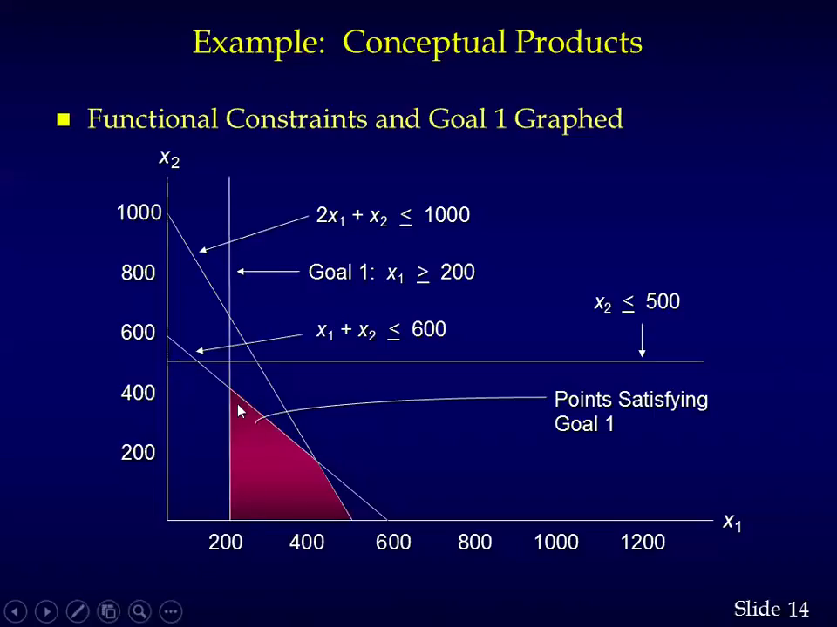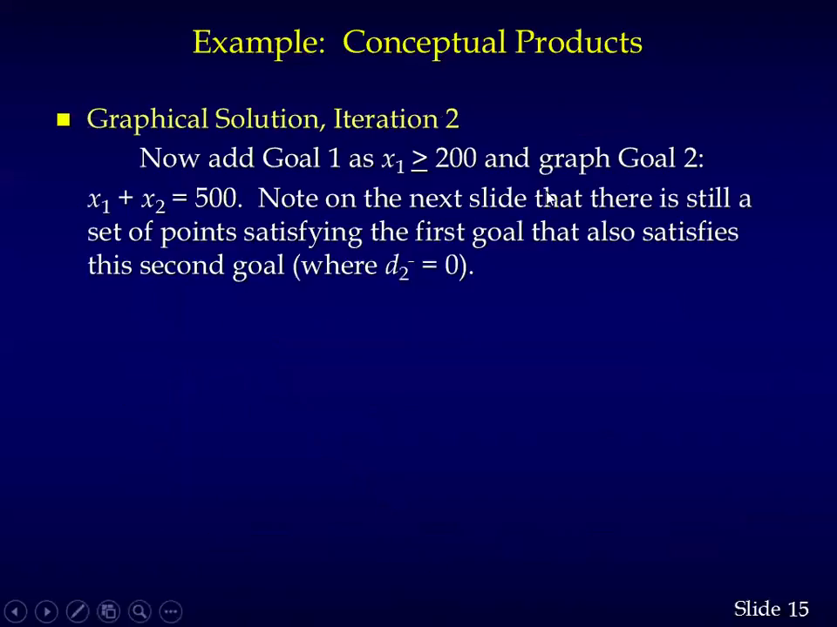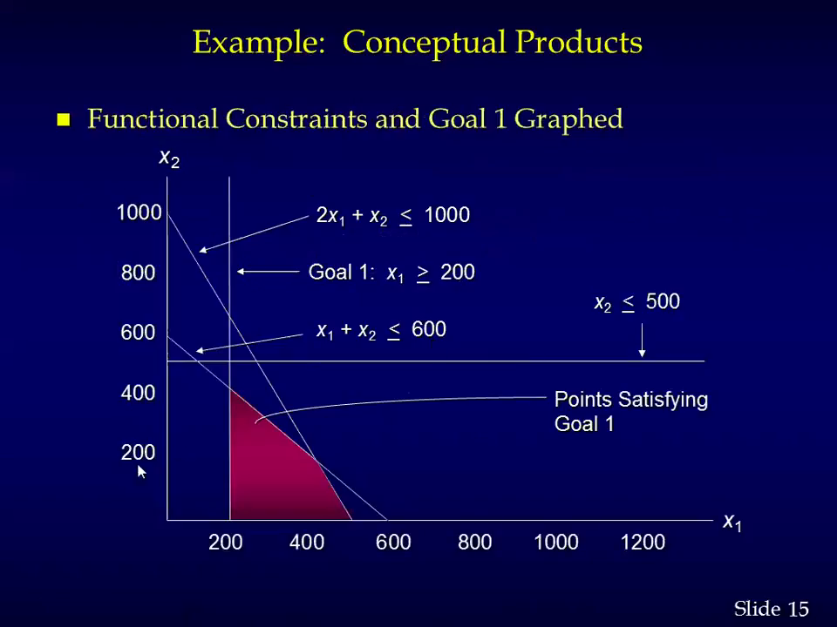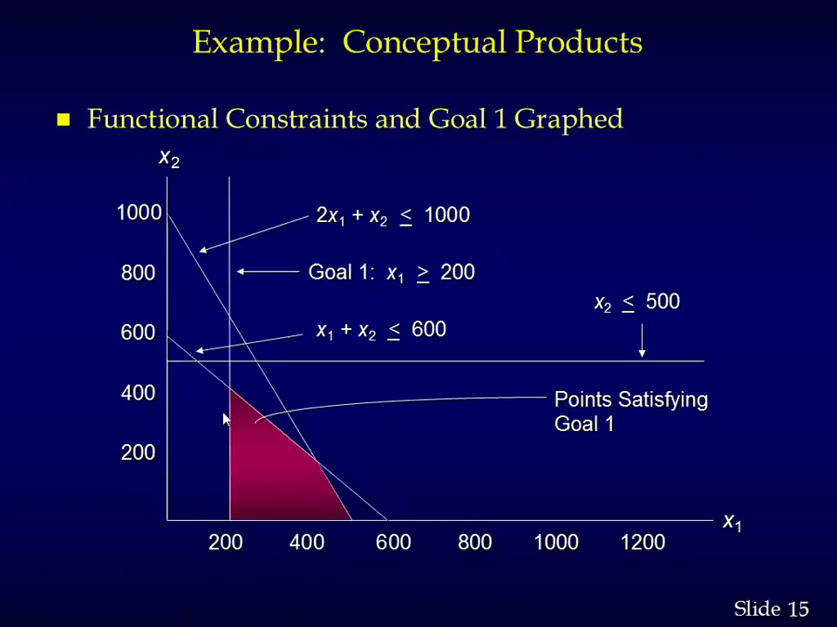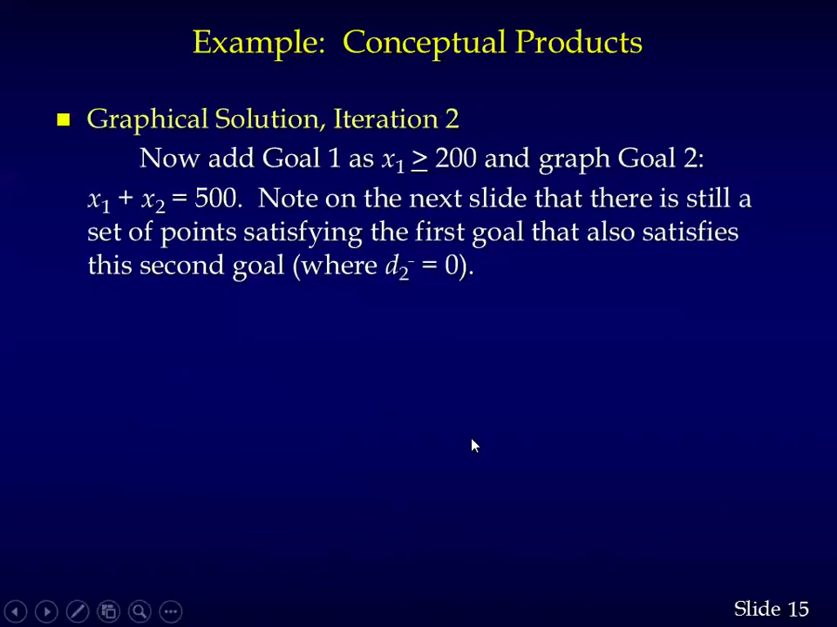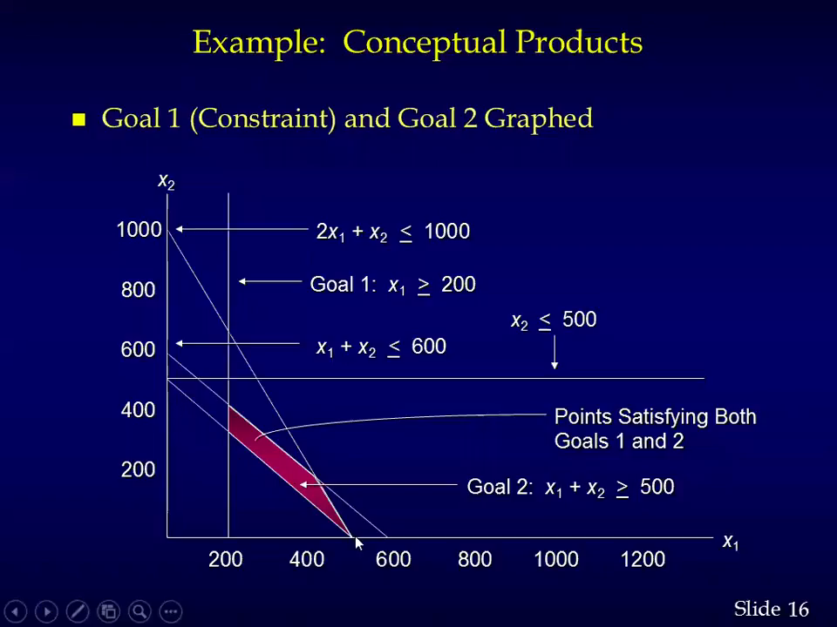When we put in the first goal, x1 greater than or equal to 200, the feasible region shrinks to this. Amongst these, we want to look at the next level. What is our next level? Our next level is to bring in goal 2, x1 plus x2 greater than or equal to 500. So within that, we take x1 plus x2 equals 500, which will be a line like this, parallel to this line, but going through 500. It will be greater than that. So this line is x1 plus x2 equals 500. Since it has to be above that and to the right of this, we now have this region here.